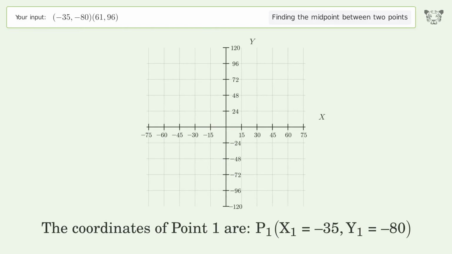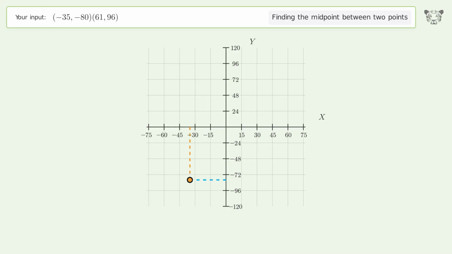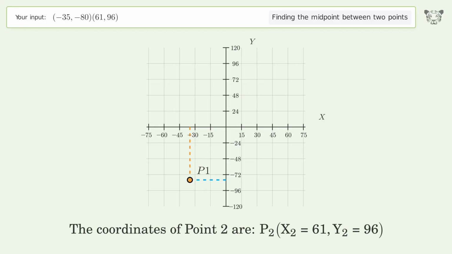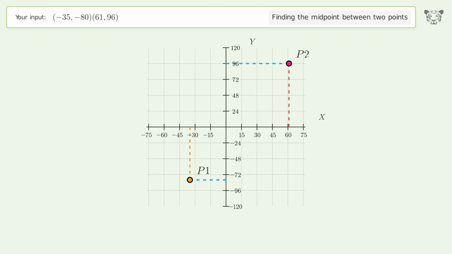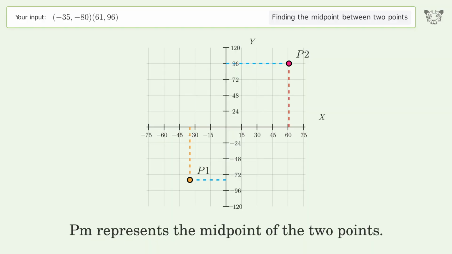The coordinates of point 1 are, x1 equals -35, y1 equals -80. The coordinates of point 2 are, x2 equals 61, y2 equals 96. PM represents the midpoint of the 2 points.